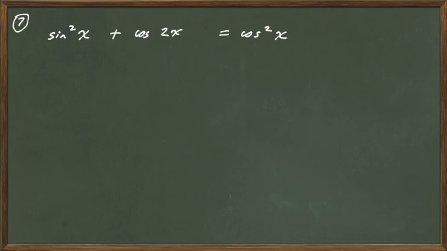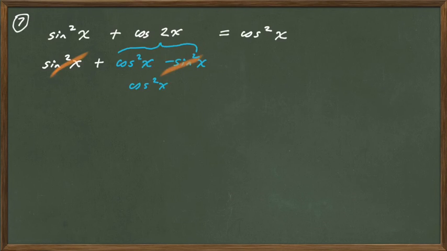On to 7. Sine squared of x. This is probably the easiest approach. Sine squared of x plus, does anybody know an identity for cosine of 2x? And what happens with sine squared minus sine squared? They should cancel, leaving me with simply cosine squared, which is kind of what I was trying to show.